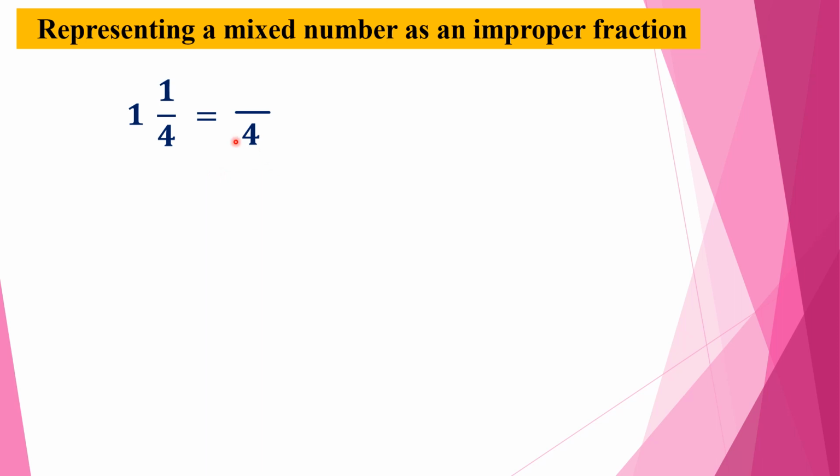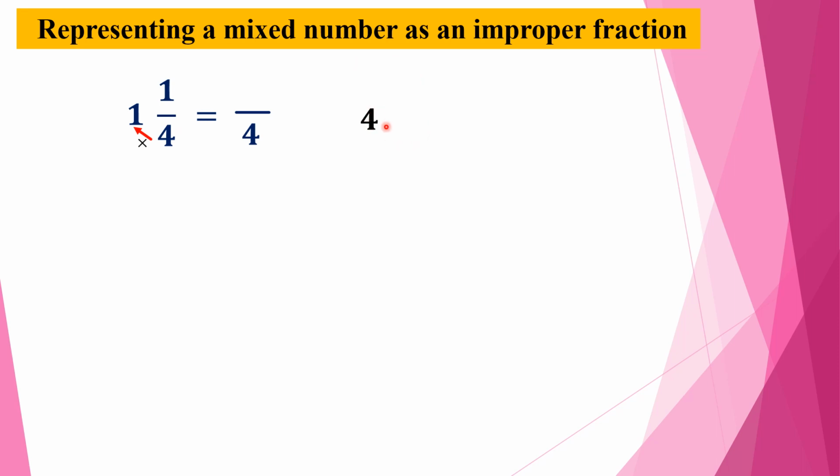You can write 4, you can draw this line segment, and now you have to find the numerator. I will explain the method of finding this numerator. First thing is you have to multiply this denominator with this whole part, whole number. So you can multiply 4 with 1. 4 multiplied by 1 is what? 4 times 1 is 4.